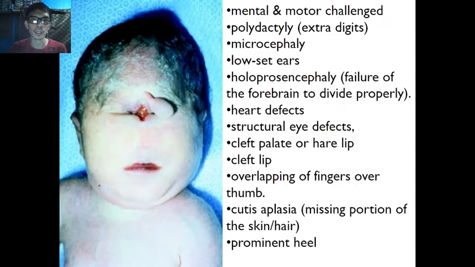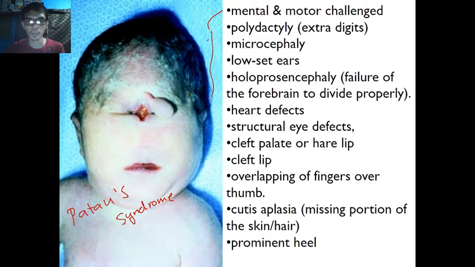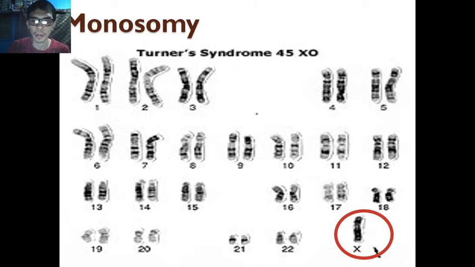So what is significant here? This is a disease called Patau syndrome. These are the characteristics of a person who has Patau syndrome. So here you go, trisomy number 13. Next one. Those are trisomies.